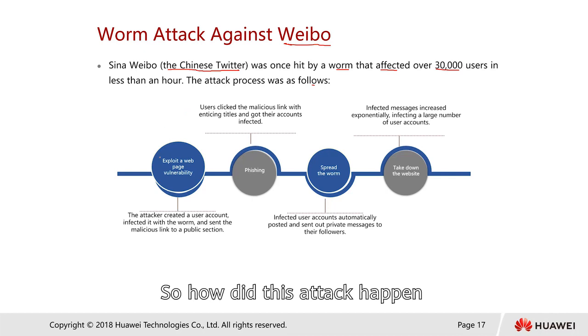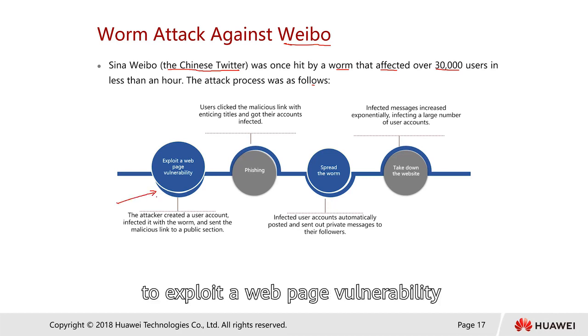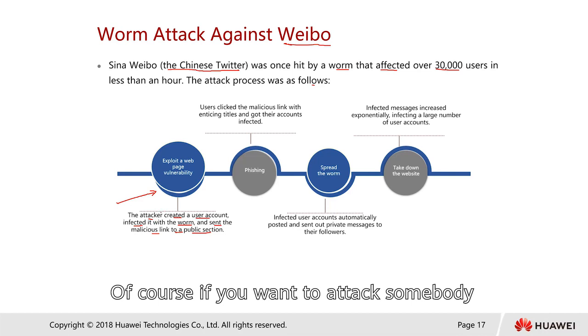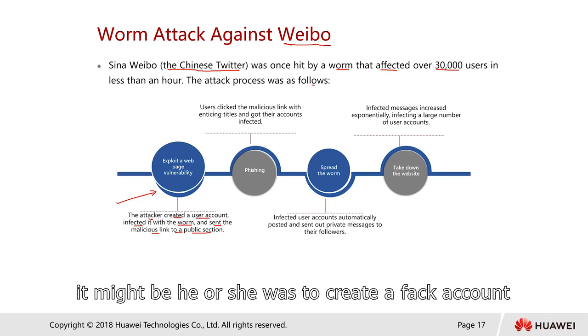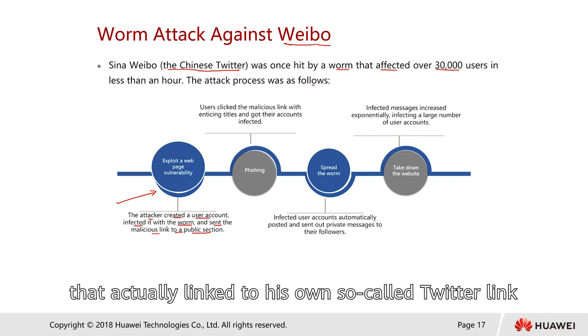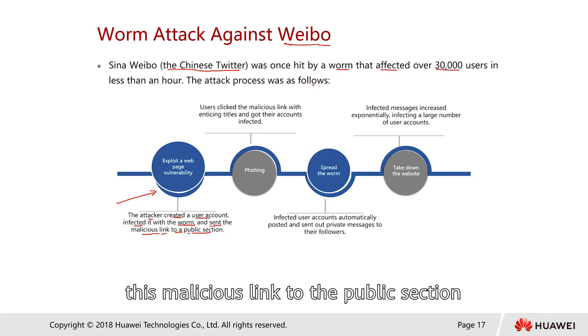So how does this attack happen? First of all, we look at the process. The first step is to exploit a web page vulnerability. The attacker creates a user account, infects it with a worm, and then sends the malicious link to the public section. Of course, if you want to attack somebody, you wouldn't use your real Twitter account. So the attacker, who might be he or she, created a fake account. Within the fake account, he has a post which links to a Twitter link that contains the worm. And after that, the attacker sends this malicious link to the public section.